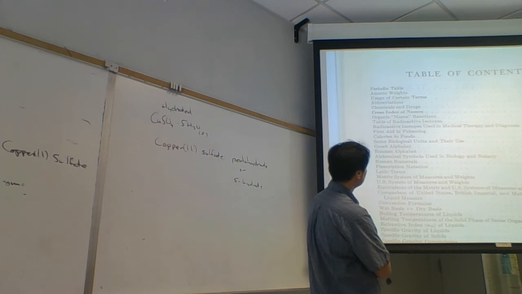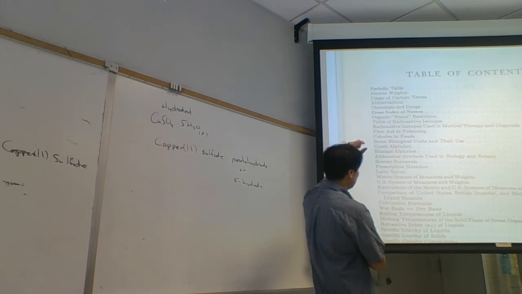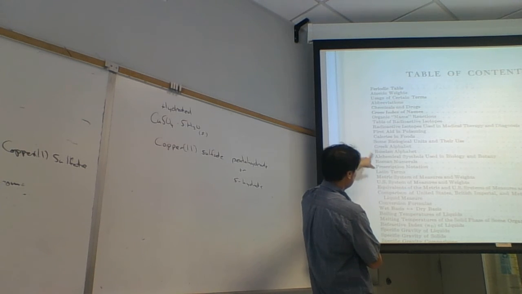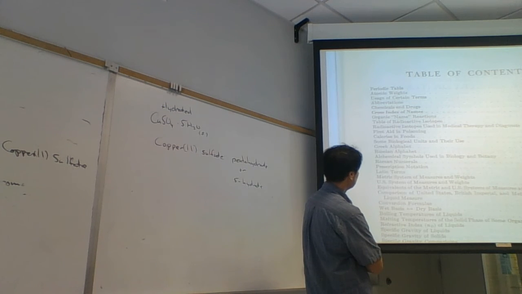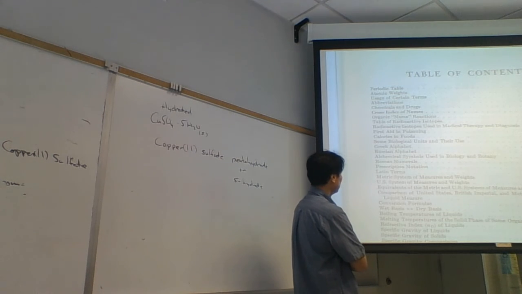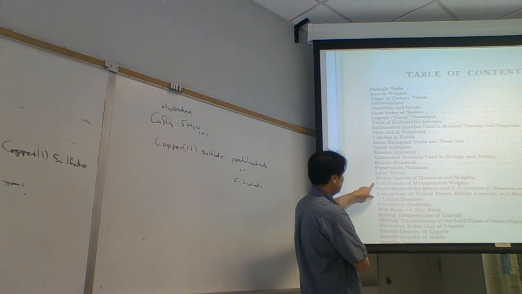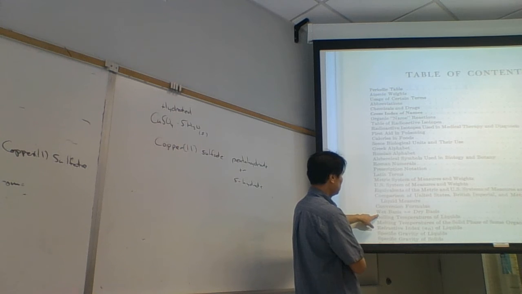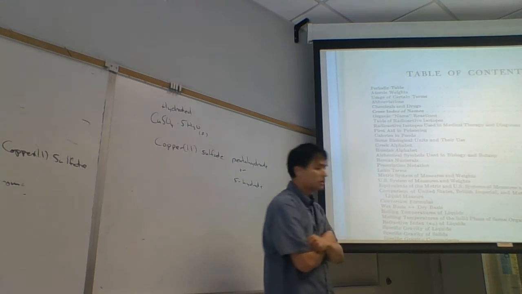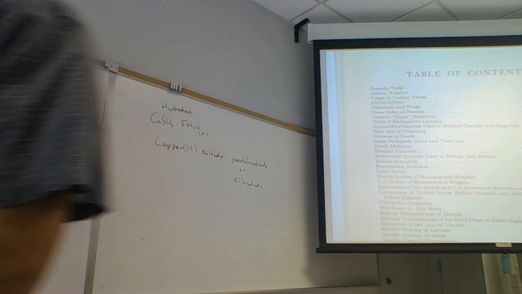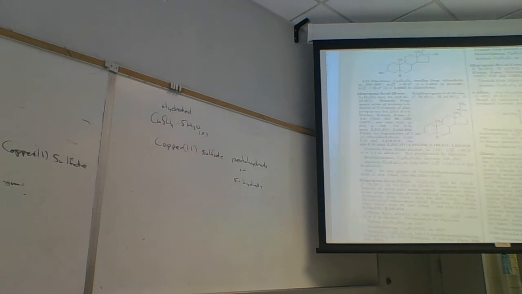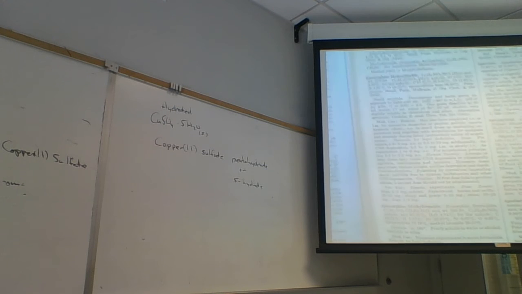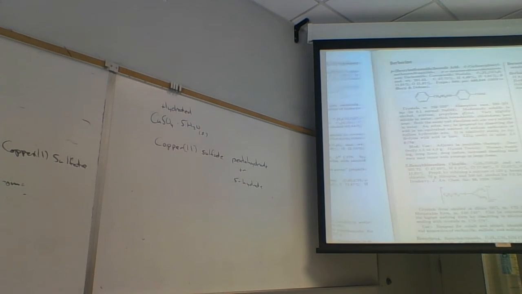Table of radioactive isotopes. Radioactive isotopes used in medical therapy and diagnosis, first aid and poisoning, calories in food, biological units, Greek alphabet, Russian alphabet, alchemical symbols used in biology and botany, Roman numerals, metric system, U.S., British, and metric conversions, boiling, melting, etc. There's a lot of data in here. So let's take a look at a typical entry. We can find different entries here.